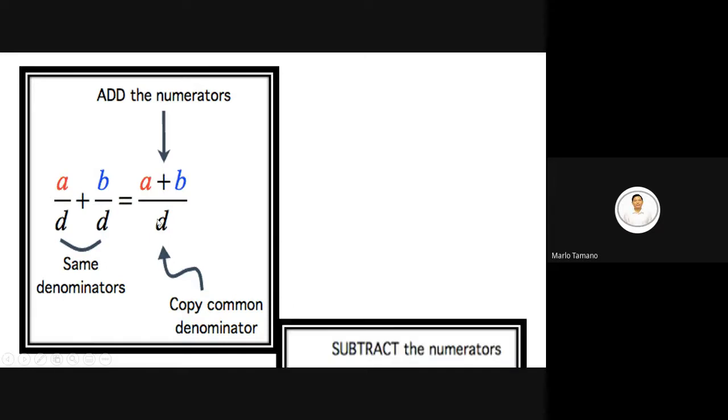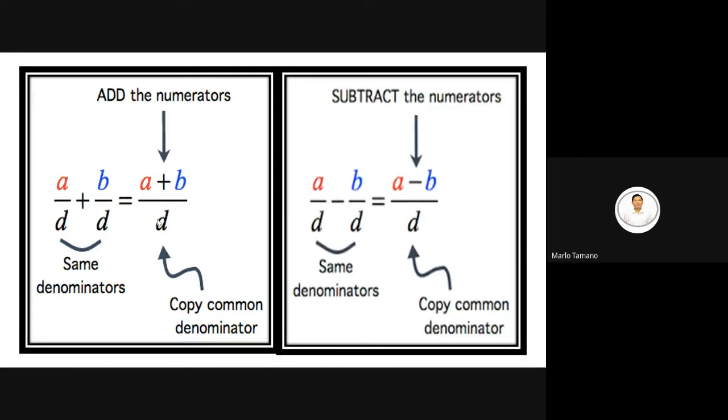How about in subtraction, we have here the same. Magkaiba lang po sila ng operation. So A over D minus B over D is equal to A minus B all over D. So we have here same denominators and the D common denominator. Okay?